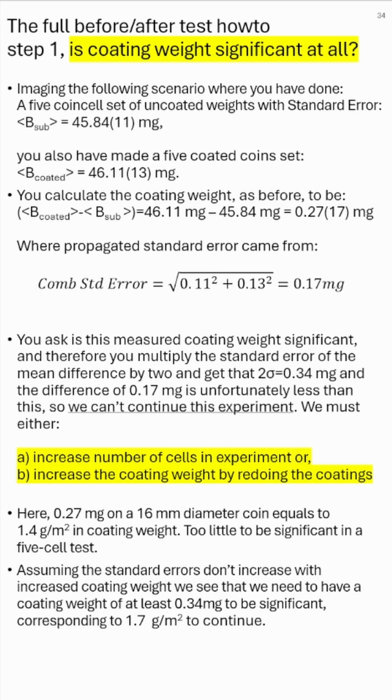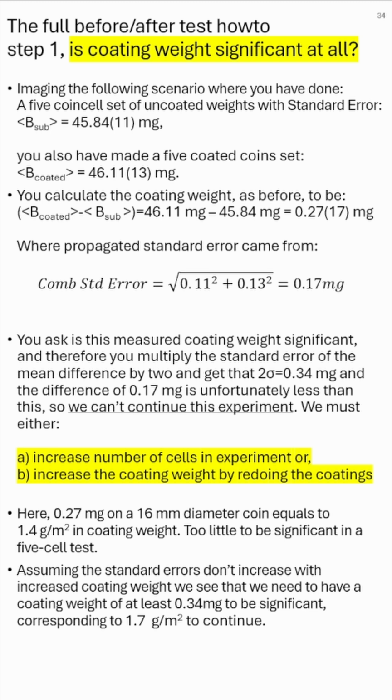So this is the full before-after test how-to. Now we're going to go through step by step to do a full comparison test of coin cells before and after some modification, and to see if it is significant at all.